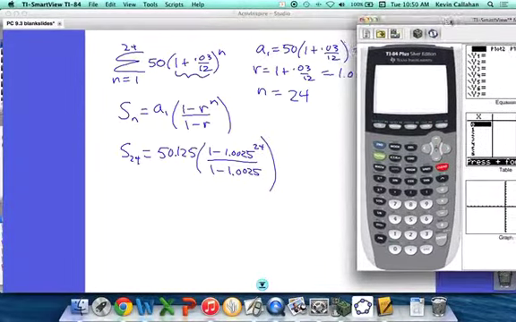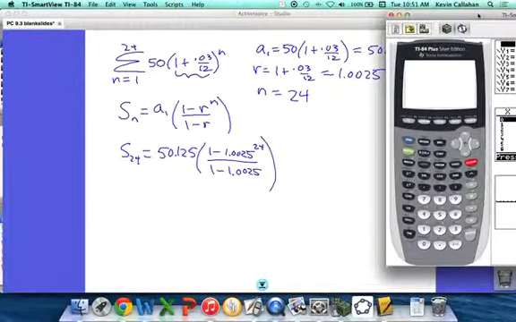Clear. I'm going to do it like this. 50.125 times parentheses 1 minus 1.0025 raised to the 24, end parenthesis, divided by parenthesis 1 minus 1.0025. Enter. 1238.23.